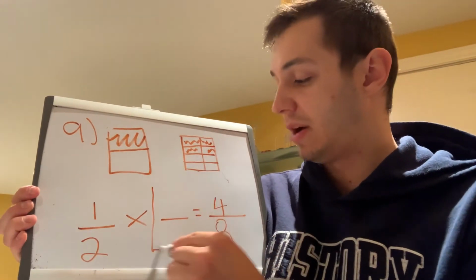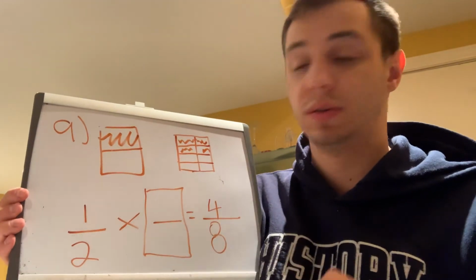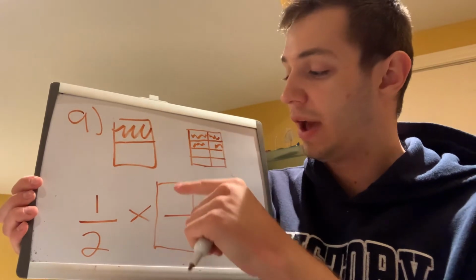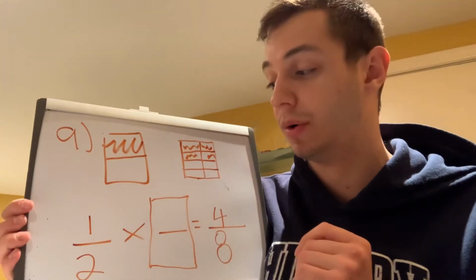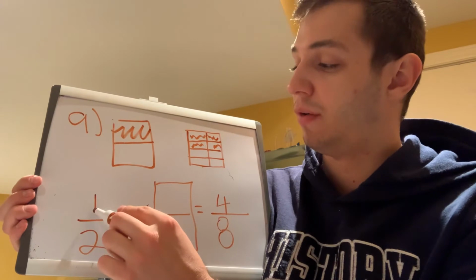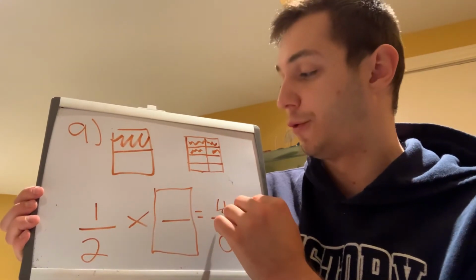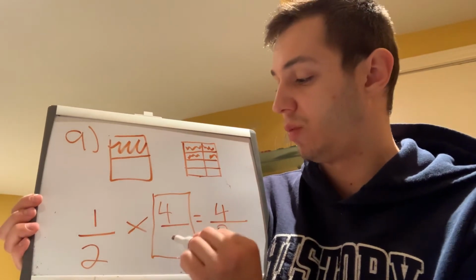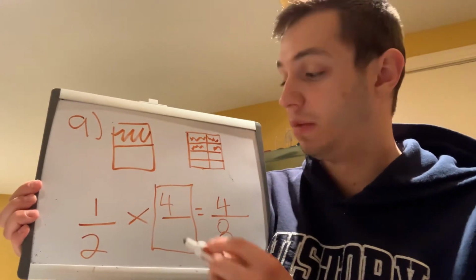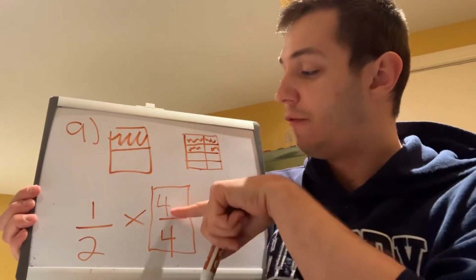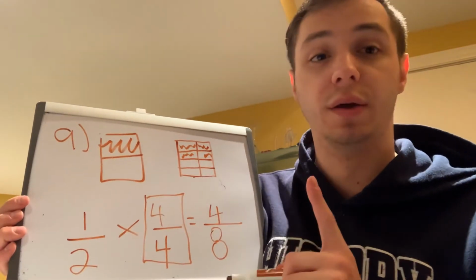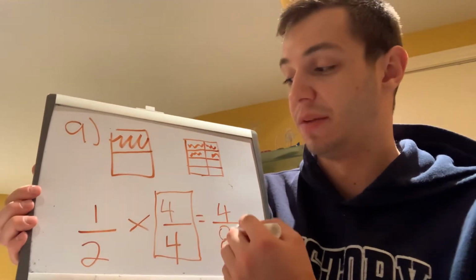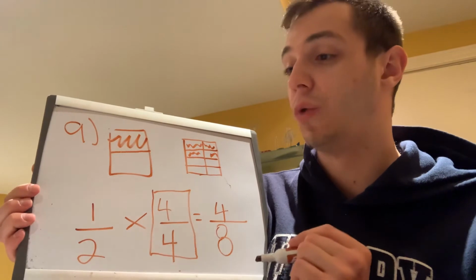And what we have to do now is find the missing numbers. In order for these fractions to be equal, we need both our top number and our bottom number to be multiplied by the same number. So we're going to try to figure out 1 multiplied by what number gives us 4. It's going to be 4. And 2 multiplied by what number will give us 8? It's also going to be 4. 4/4 equals 1. So that shows that these fractions are equivalent, or they are the same fraction. So that's all we have to do.